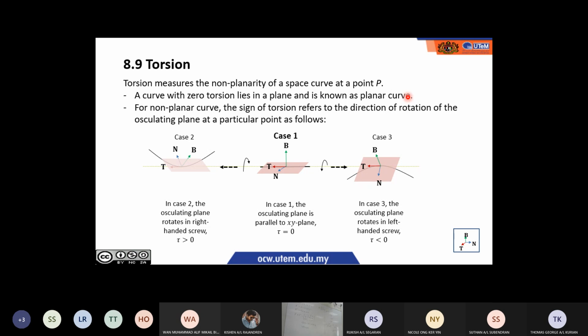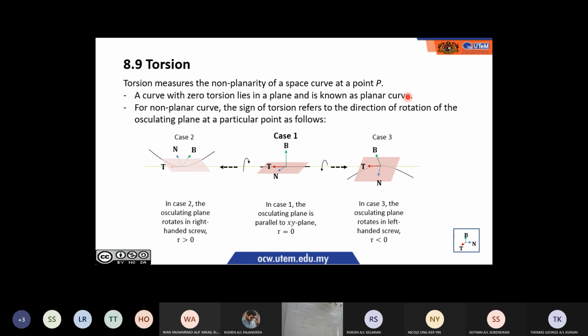Yes or no? Yes, it is possible. Remember this? Zero torsion means the curve lies in the plane. What if there is a circle on this plane? A circle lies in the plane.